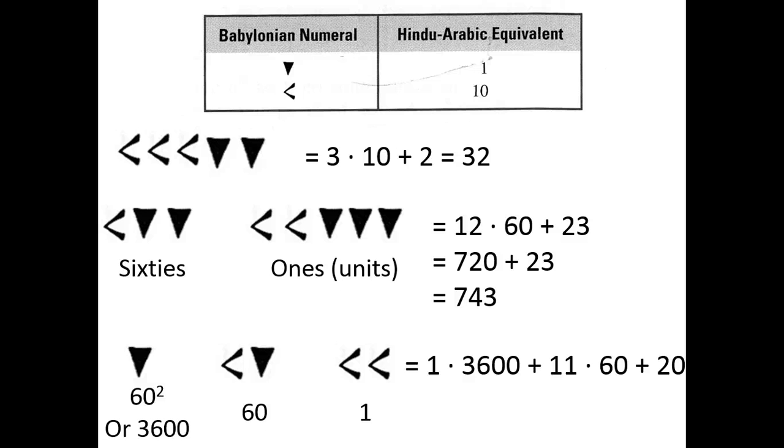Now that seems a little strange to us. How could there be 20 ones? But remember, anything that is less than 60 can't be grouped as a group of 60. So any value less than 60 is going to be represented in that place that's furthest to the right. So that's 3600 plus 660 plus 20, which is 4,280.